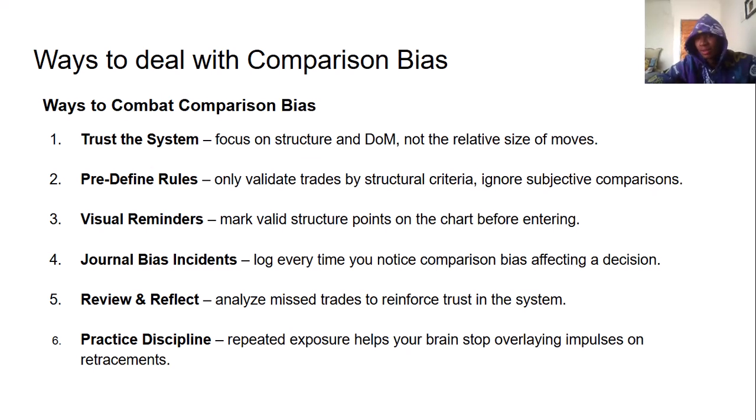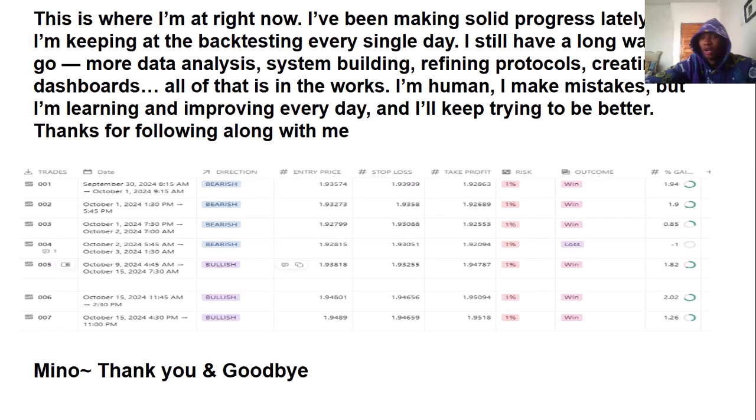And we need to practice discipline. Discipline is not born by saying, "Oh, today I feel disciplined." Discipline is born by doing the same thing over and over again, even though it's hard, even though you don't feel like it. That's what discipline is. Discipline is repeated exposure toward doing the same thing over and over. And it says here, repeated exposure helps your brain to stop overlaying impulses on retracements. It's very, very important.